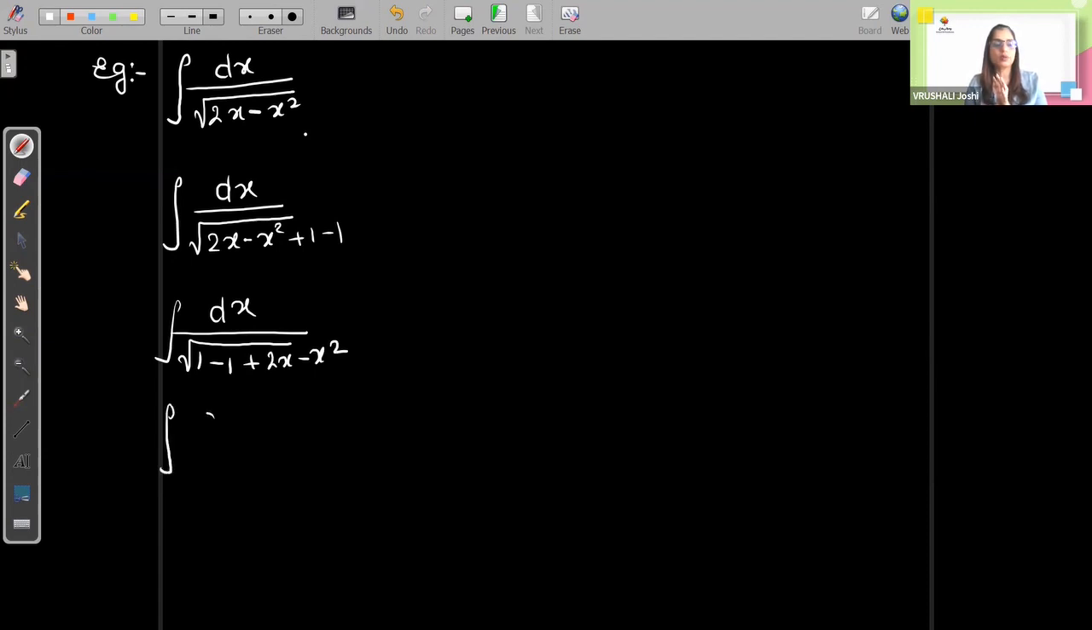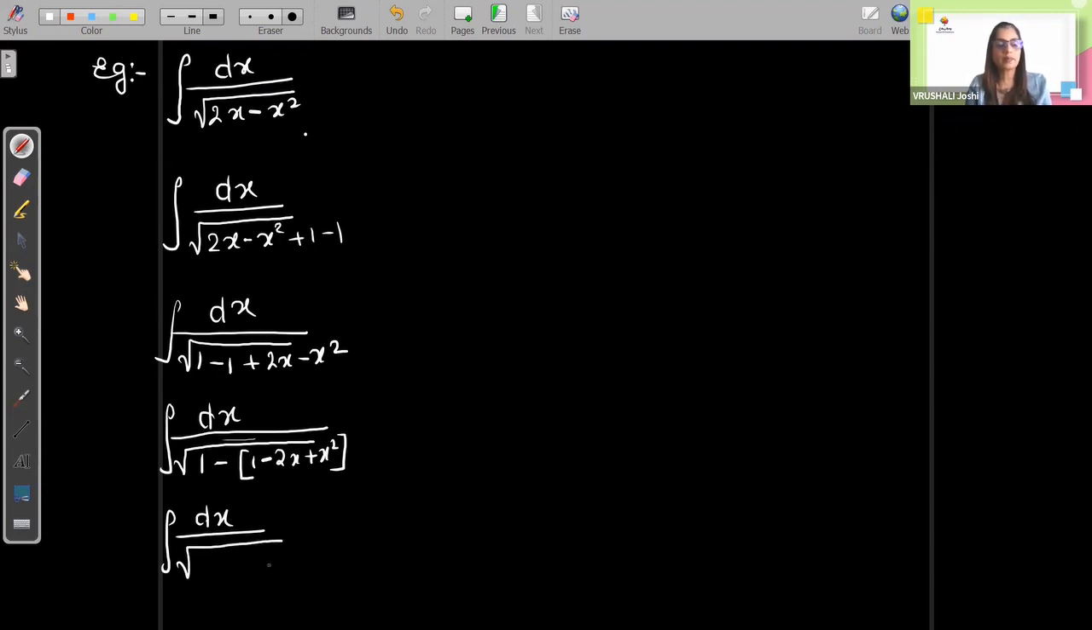Now we can write this as the integration of dx divided by root of, here you take minus outside the bracket, then you will have 1 minus 2x plus x square. Correct? See, 1 minus 2x plus x square. This is x minus 1 the whole square, because x square minus 2x plus 1 is x minus 1 the whole square. I hope you guys are getting it.